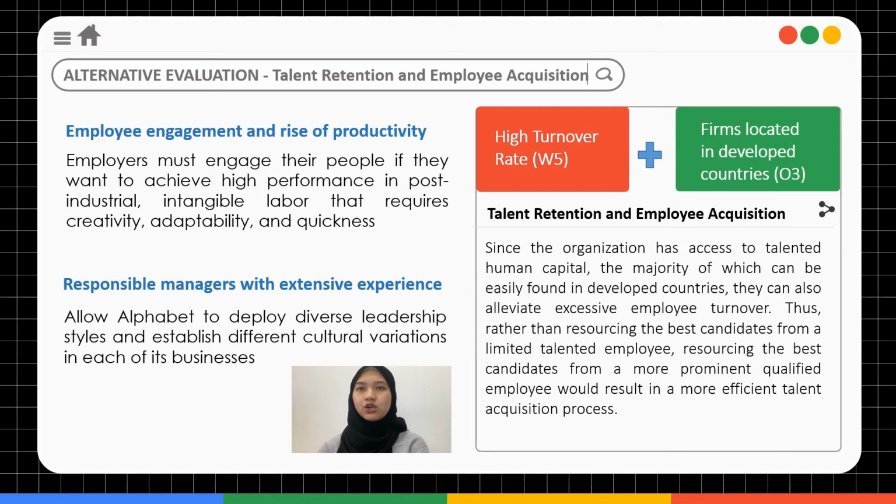The evaluation of talent retention and employee acquisition strategy is employee engagement and rise of productivity. Employers must engage their people if they want to achieve high performance in post-industrial intangible labor that requires creativity, adaptability, and quickness. The second evaluation of this strategy is responsible managers with extensive experience. This strategy allows Alphabet to deploy diverse leadership styles and establish different cultural variation in each of its businesses.